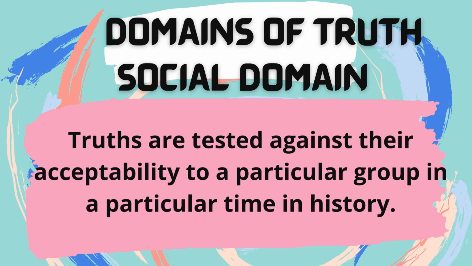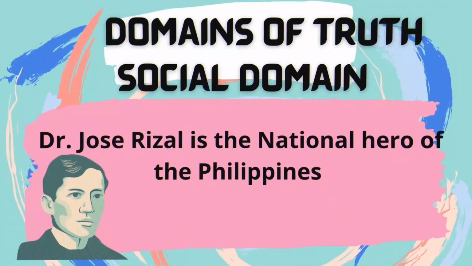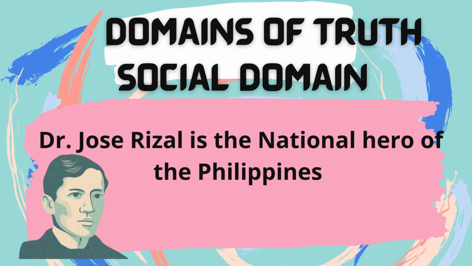Okay? So, like for example for social domain, this one. Dr. Jose Rizal is a national hero of the Philippines. We consider the statement as truth with the use of the basis or justification, which is the social domain. Now, bakit? Kasi, yun nga, we consider this as truth dahil kahit saan po tayo pumunta na parte ng Pilipinas, mapamatanda man o bata, Jose Rizal is our national hero. And it is accepted over a period of time in our history.